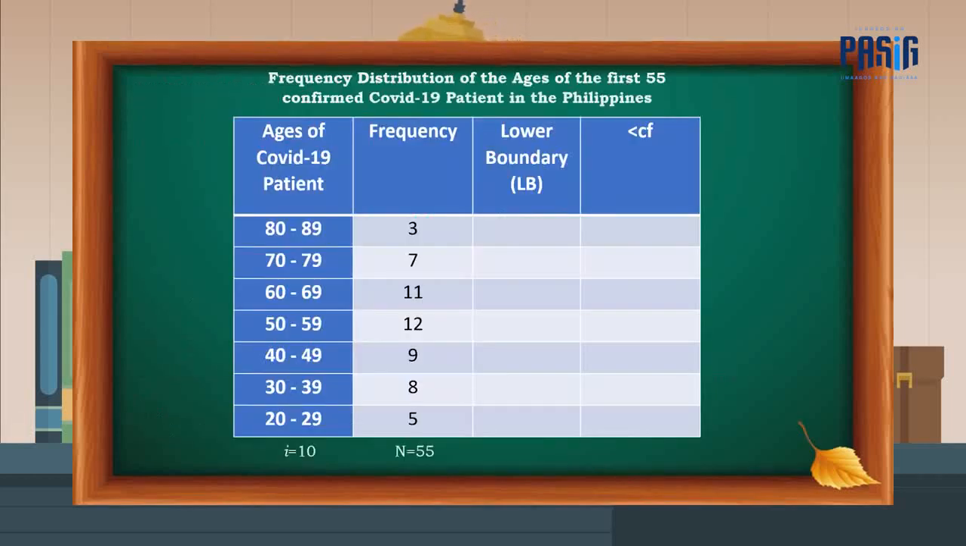Using the table on the given data, we're going to add two more columns. One column for the lower boundary and another column for the less than cumulative frequency.